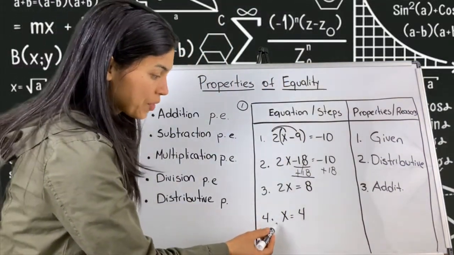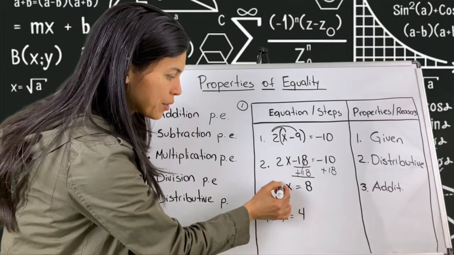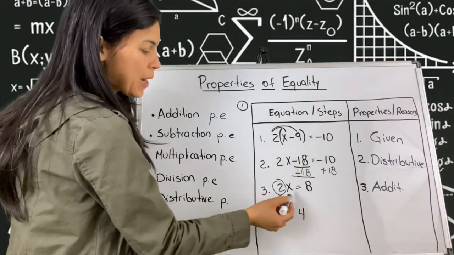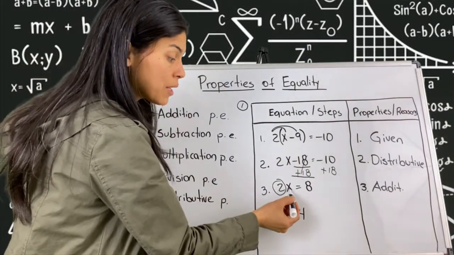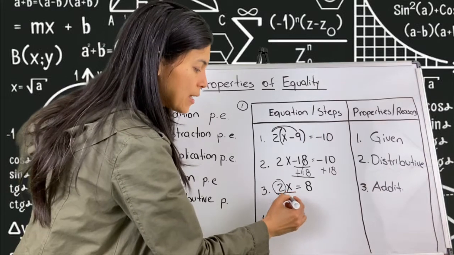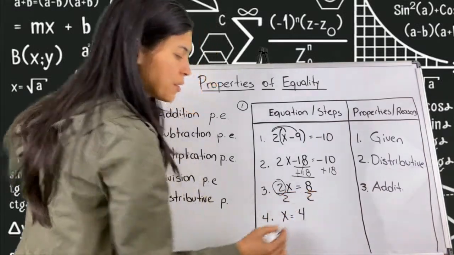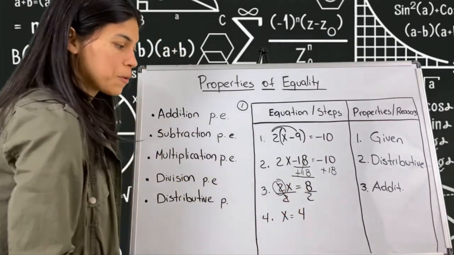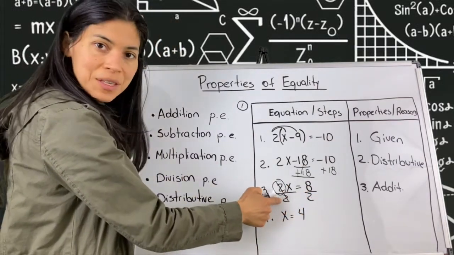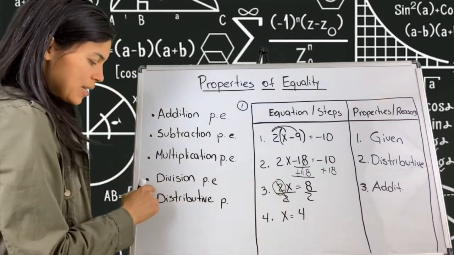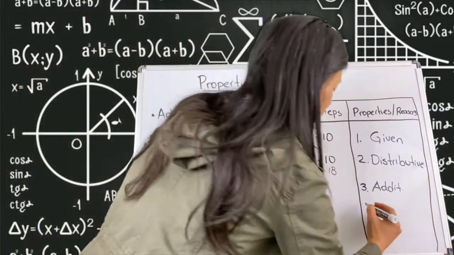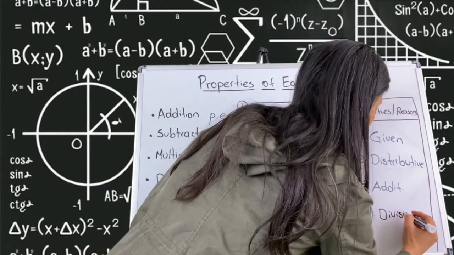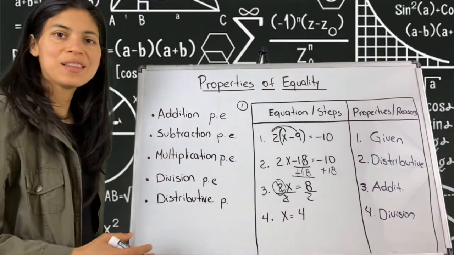Step number 4. Now I have the x by itself. They got rid of this 2. The 2, since there is no symbol in between, is multiplying the x. And if they got rid of the 2, it means that they divided both sides. That way, they cancel this, and 8 divided by 2 is 4. So, since they did division, the property that they used was the division property of equality. Let's write it here. And that's how you're going to fill in your boxes.